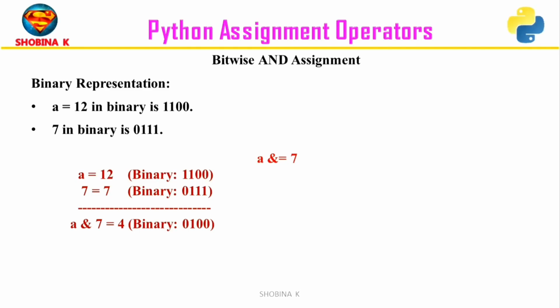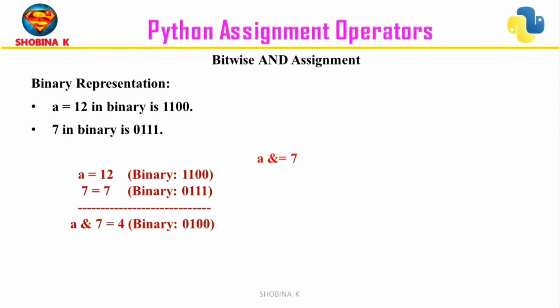Let's see an example. Now we're going to perform the bitwise AND operation for this expression. That is A &= 7, or we can say A AND equals 7. Here we are going to perform a bitwise AND operation between the current value of a variable A and the value 7. And then we will assign the result back to A. For instance, let's say A initially holds the value 12. Its binary representation is 1100. 7 in binary is 0111.